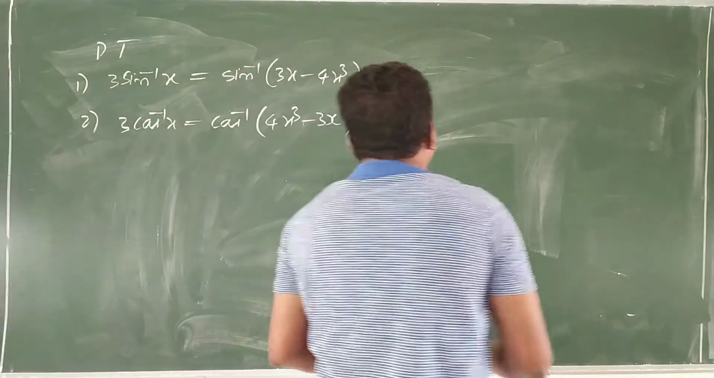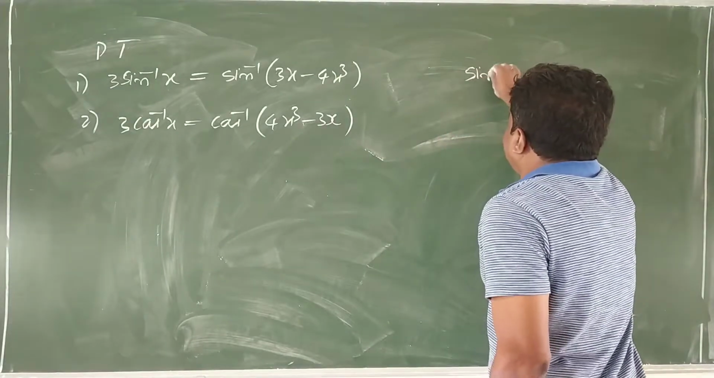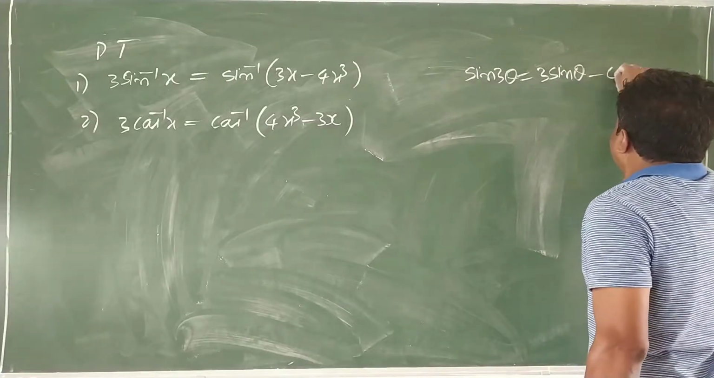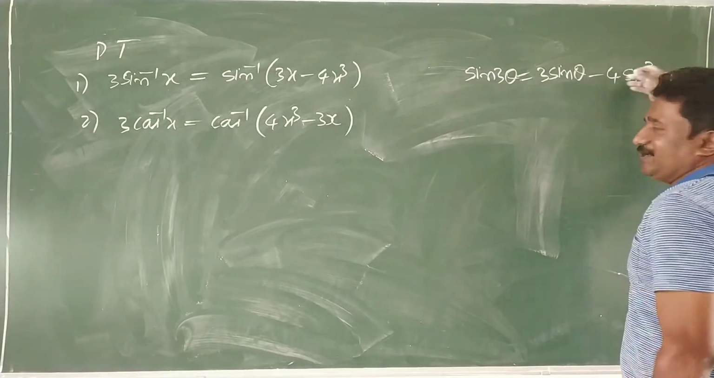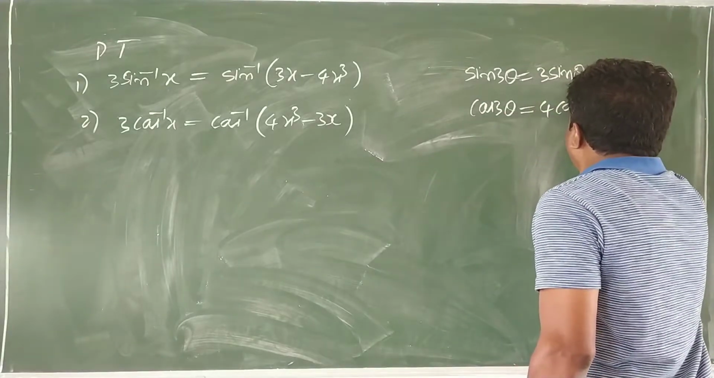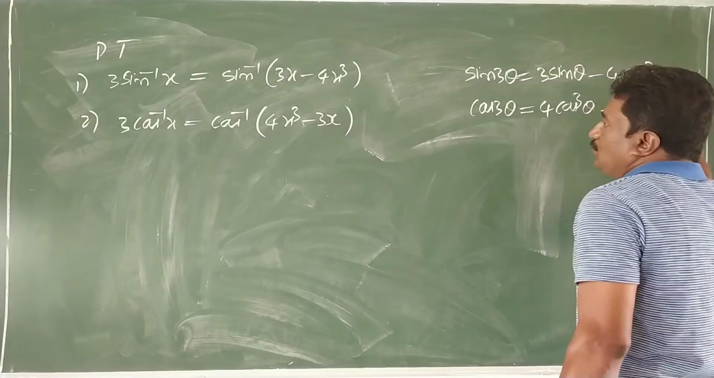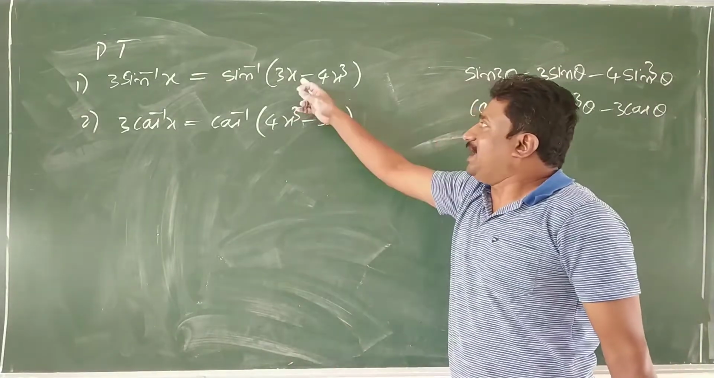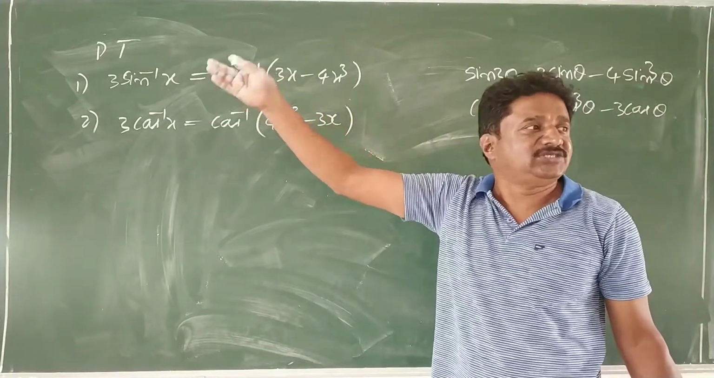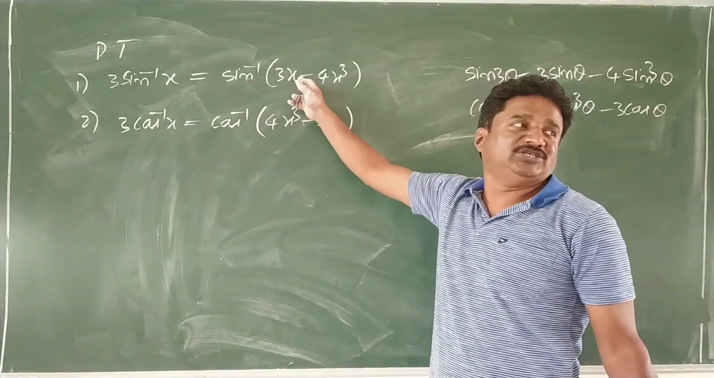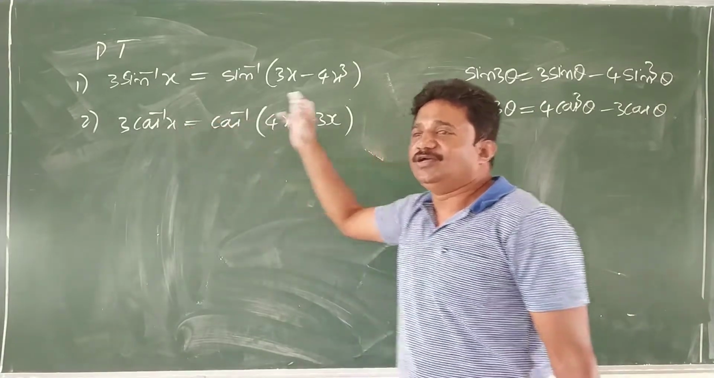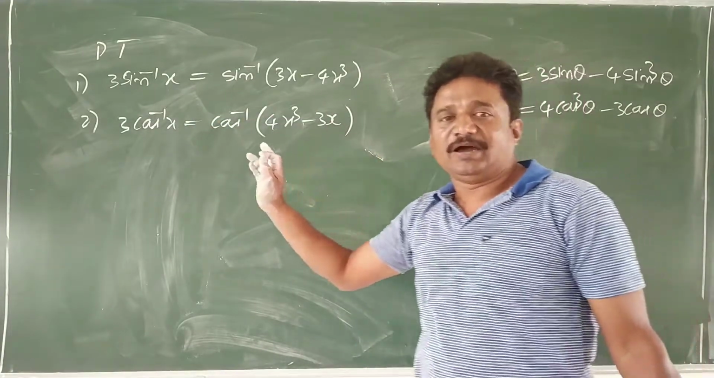Tell me the sin 3 theta formula. Sin 3 theta means 3 sin theta minus 4 sin cube theta. You learned this in the first period. Cos 3 theta is 4 cos cube theta minus 3 cos theta. Look at this, student. You decide, is RHS to be taken or LHS? We should take RHS. Proving RHS is equal to LHS is so easy. Take RHS, put x is equal to what? Sin theta. Take RHS, put x is equal to what? Cos theta. Use the formulas and complete solving.